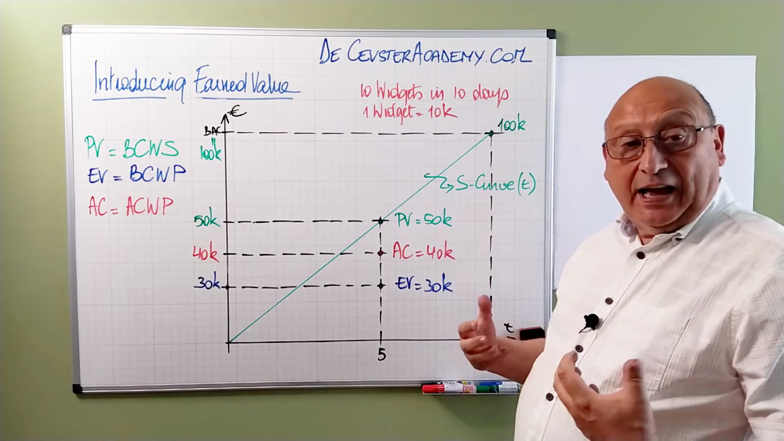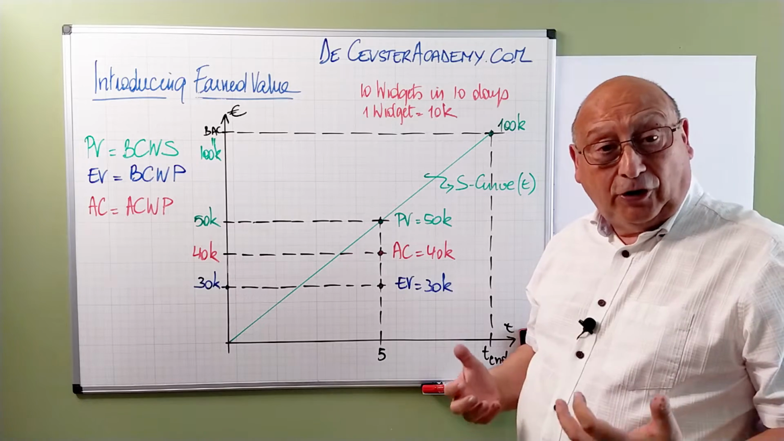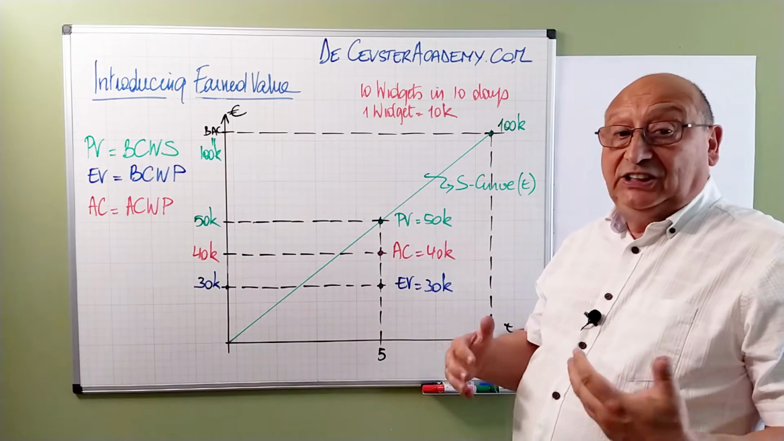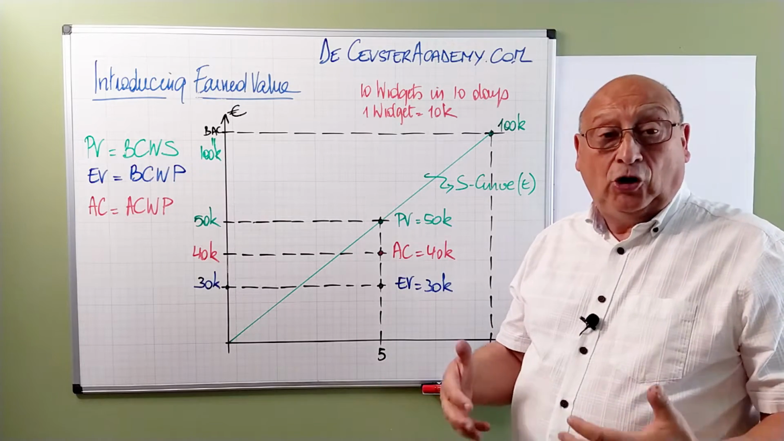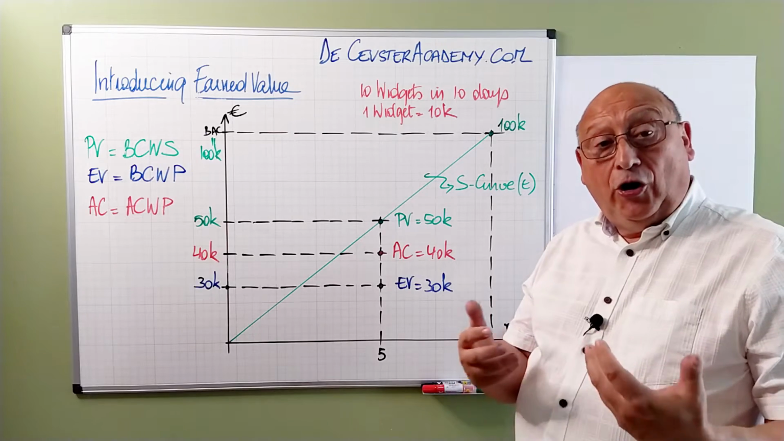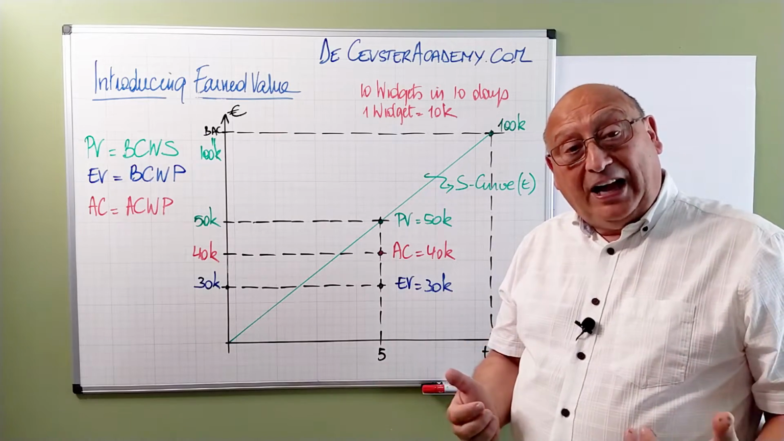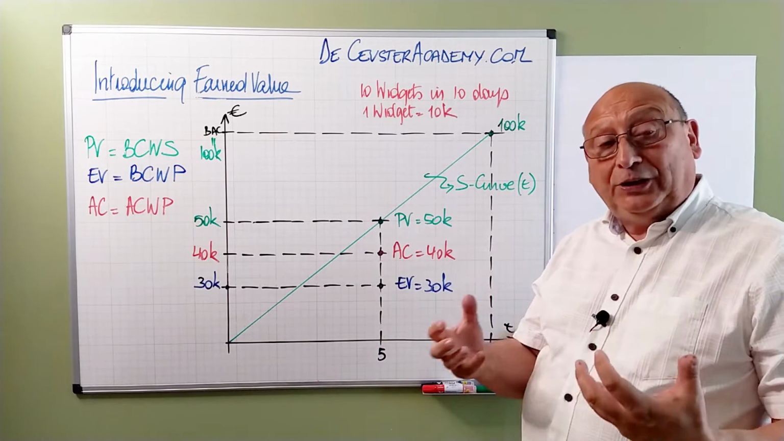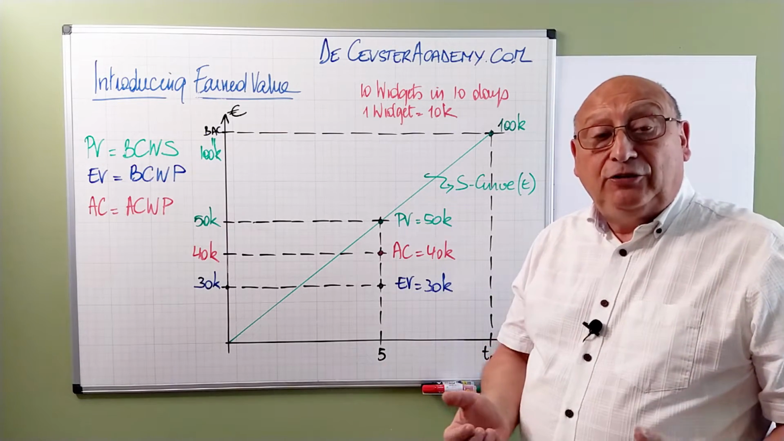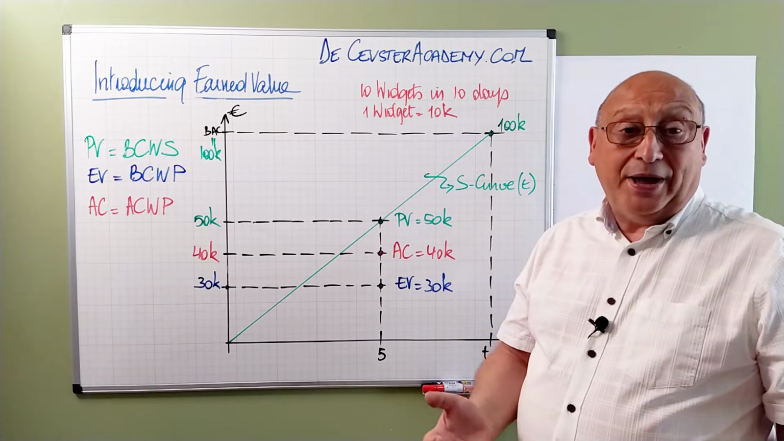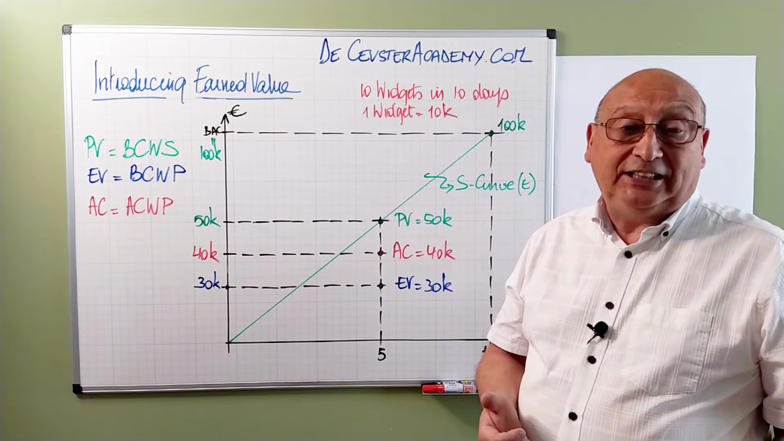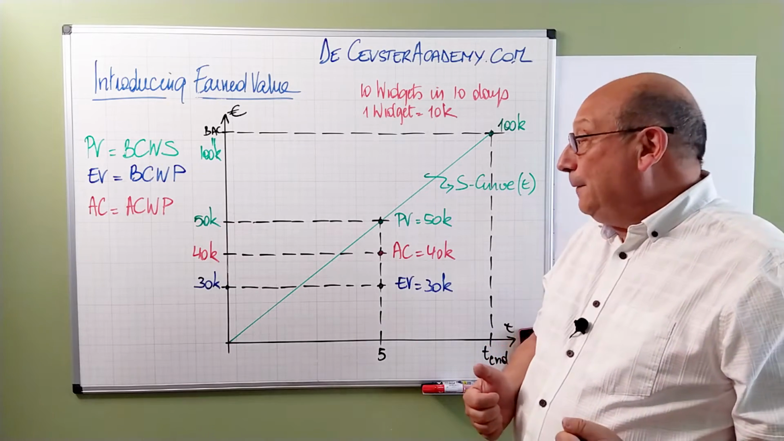The first thing we can read immediately from our graph is that at period 5, which is exactly at 50% of the project, we expect to have earned a planned value of 50K. So that's what we are expecting to earn. That's the schedule information that we have. We plan to make 5 widgets, and the cost of those 5 widgets in total is 50K.